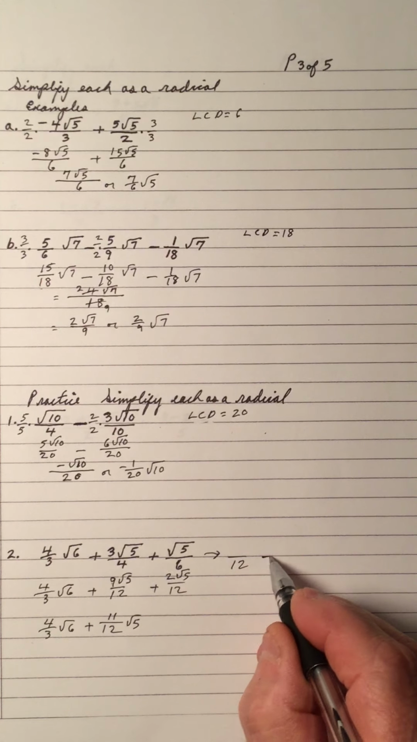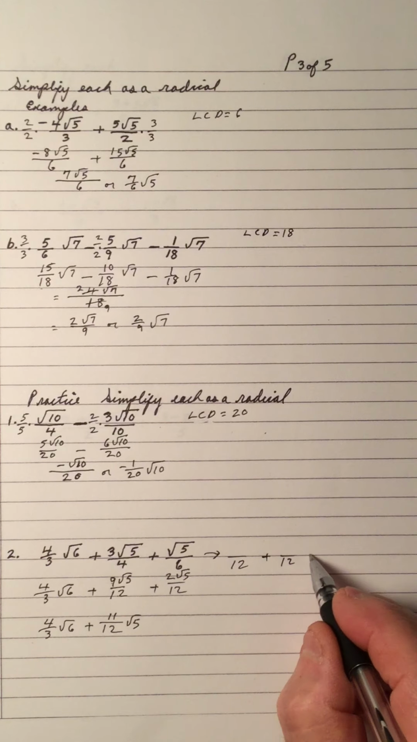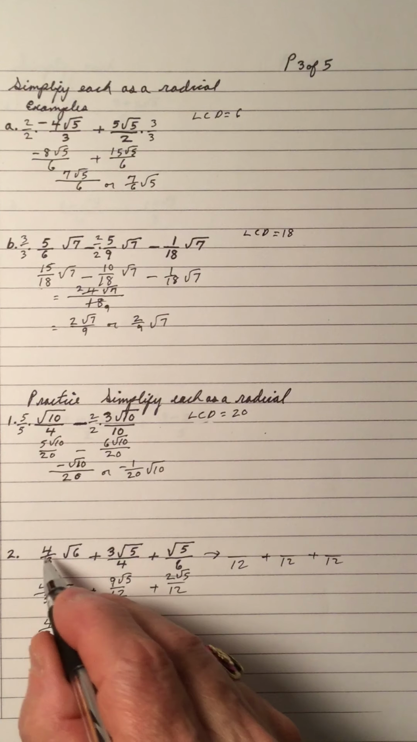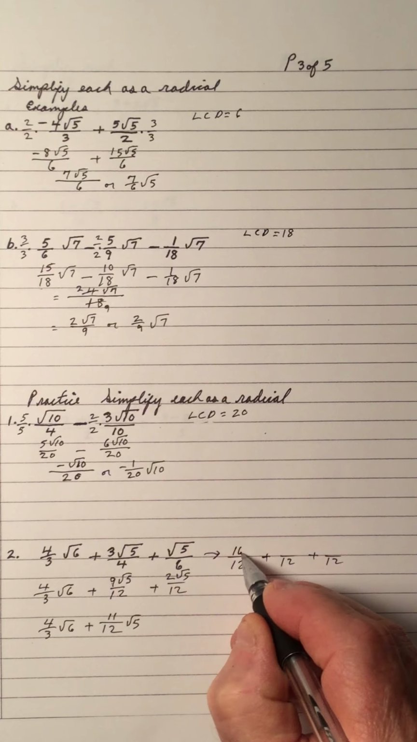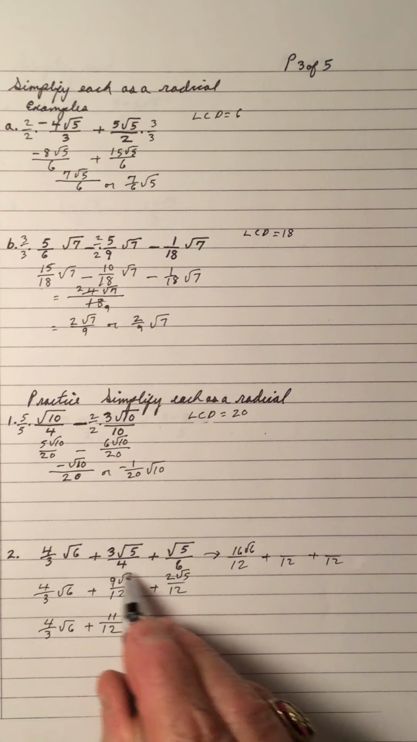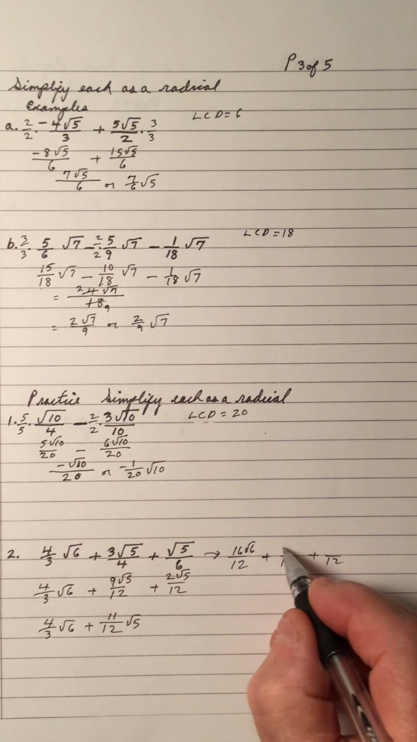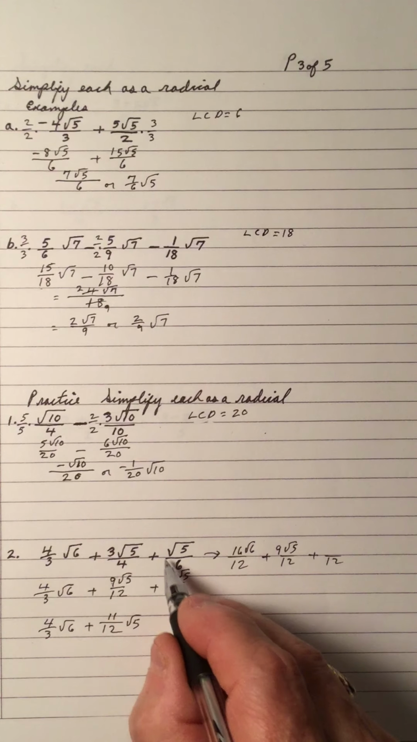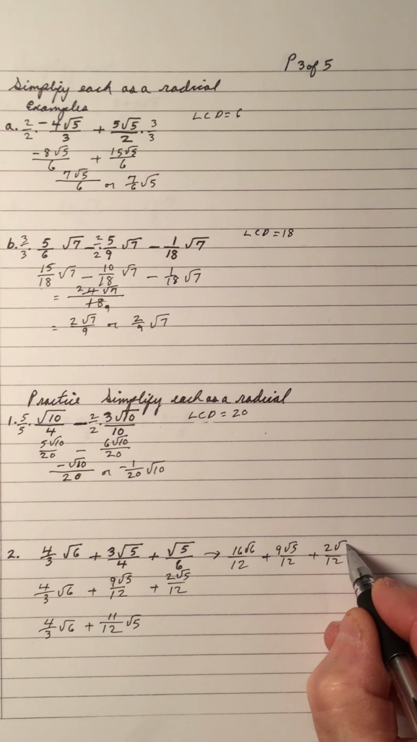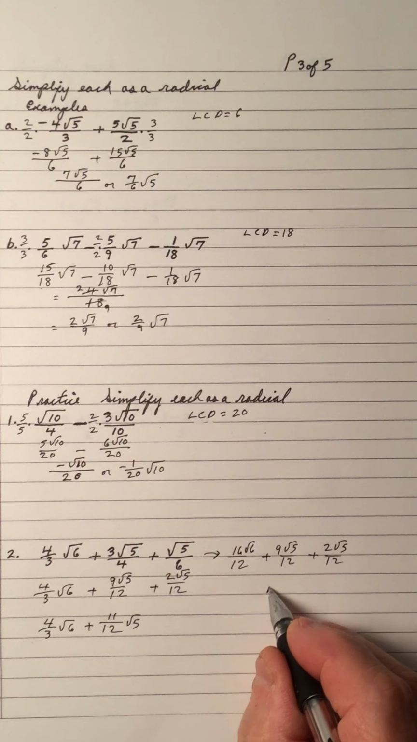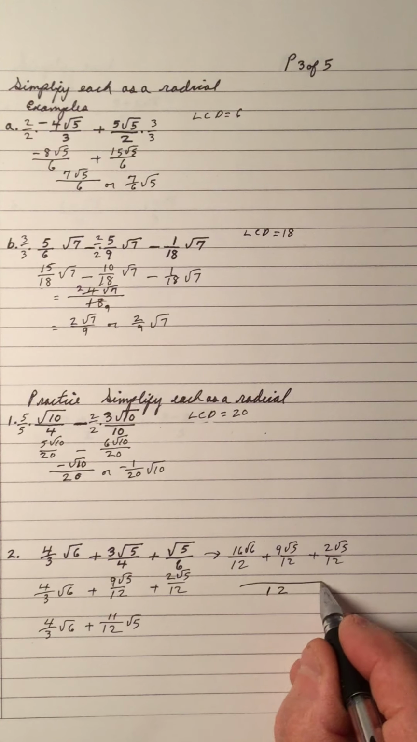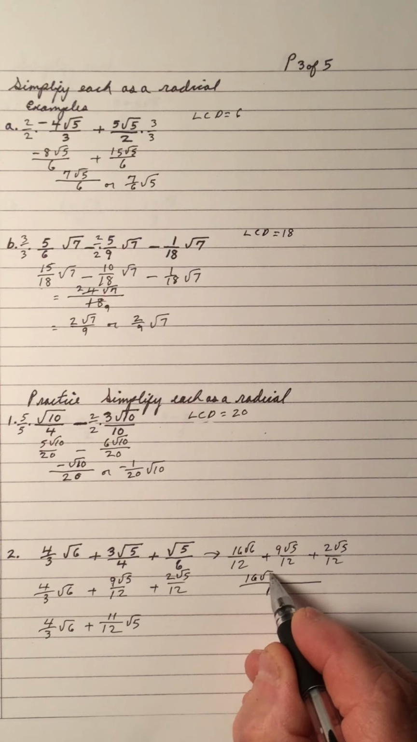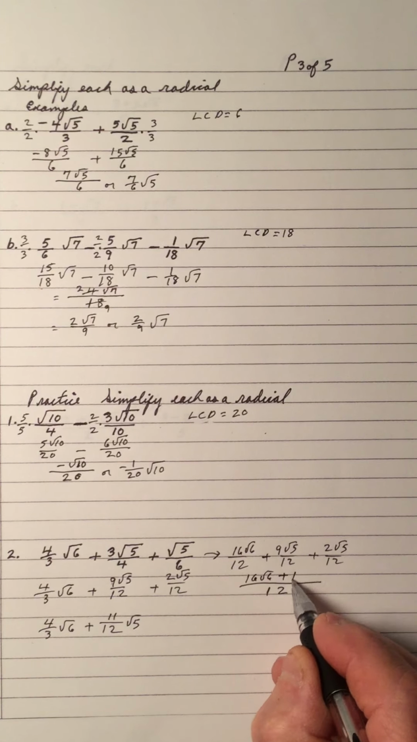12 as a common denominator for all of them. Like this. 3 into 12 goes 4. 4 times 4 is 16 root 6. 4 into 12 goes 3. 3 times 3 is 9 root 5. 6 into 12 goes 2. 2 times 1 is 2. We have a common denominator of 12. So when we do, we have to add these. So 16 root 6, add on 11 root 5.